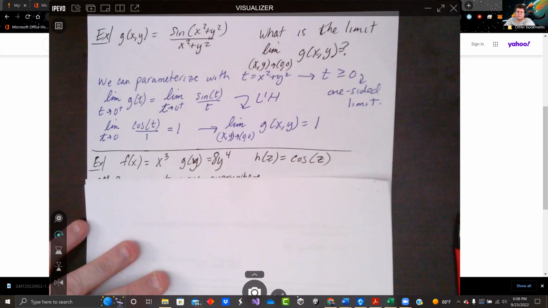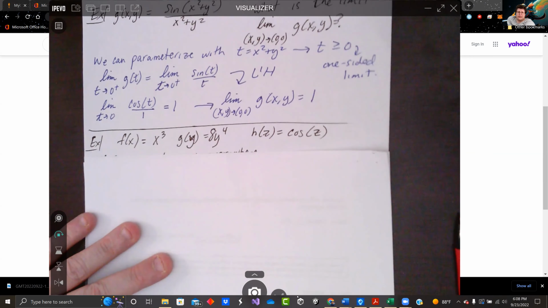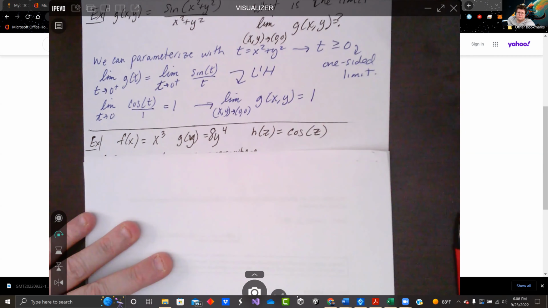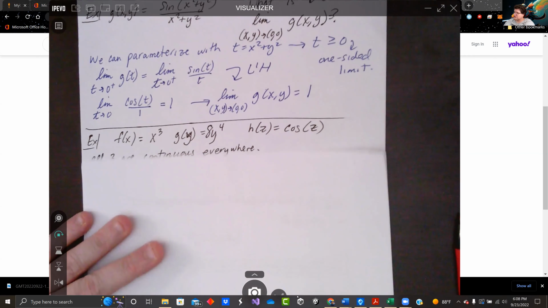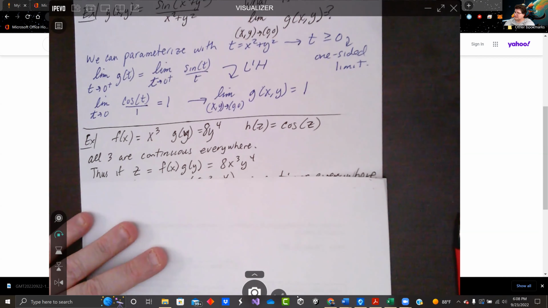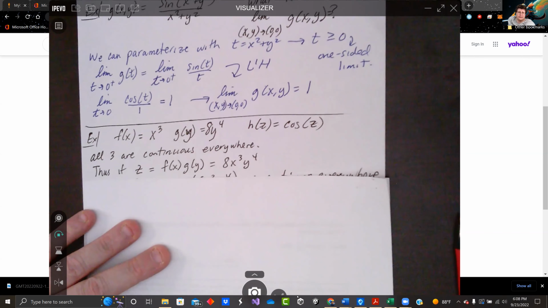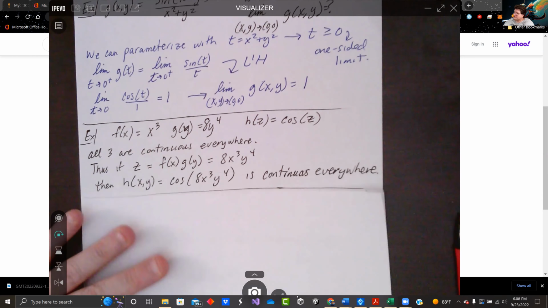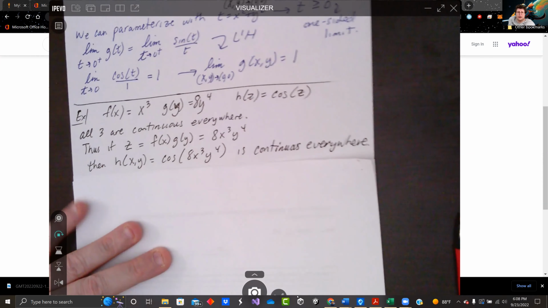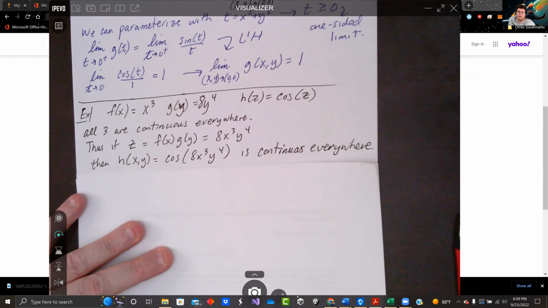Something else. We've got f of x equals x cubed. G of y equals 8y to the 4th. We'll say h of z equals cosine of z. All of those functions individually are continuous. So we can look at the composition of them. We could say z equals f of x times g of y, which would make it 8x cubed y to the 4th. And that would make h a function of x and y. Thus, h of x,y is cosine of 8x cubed y to the 4th. And since all of those individual functions were continuous, this is continuous as well.